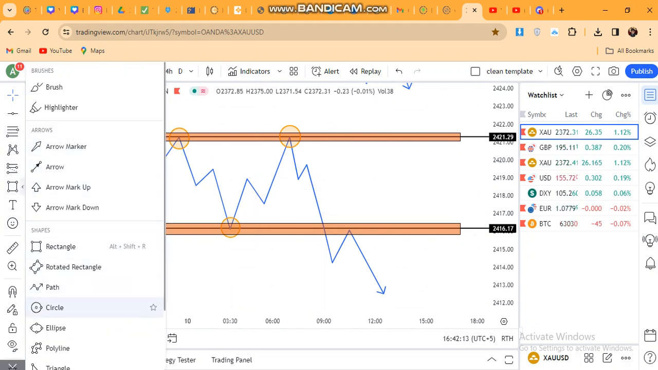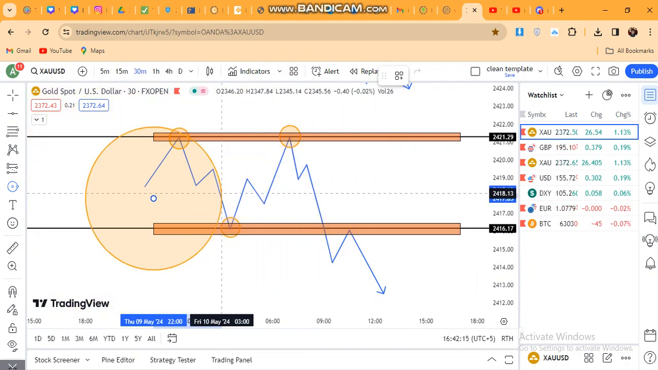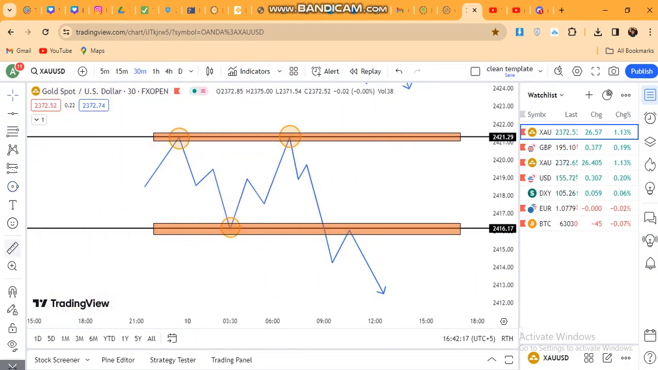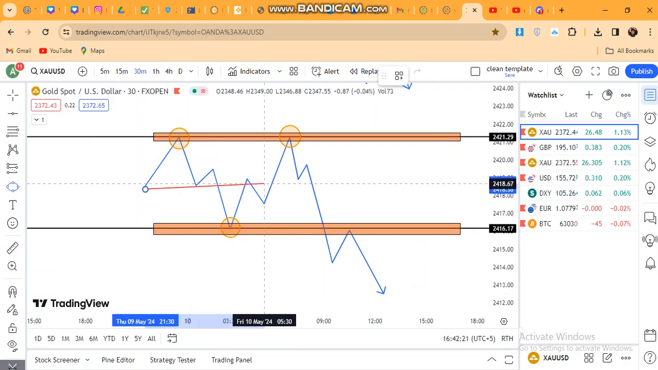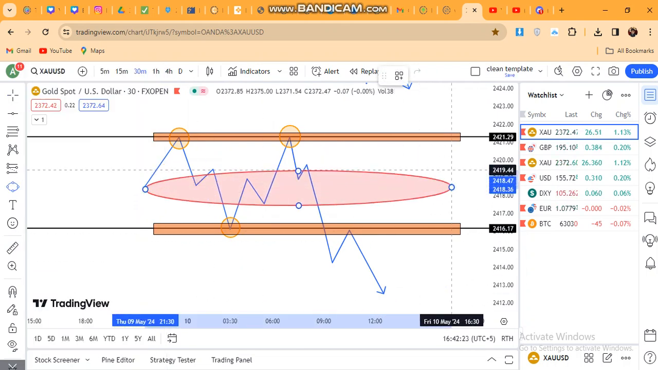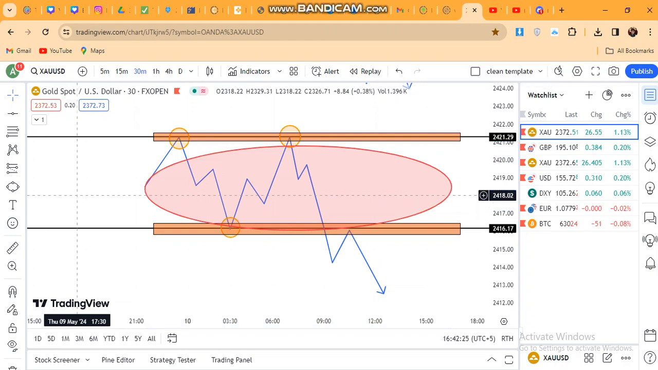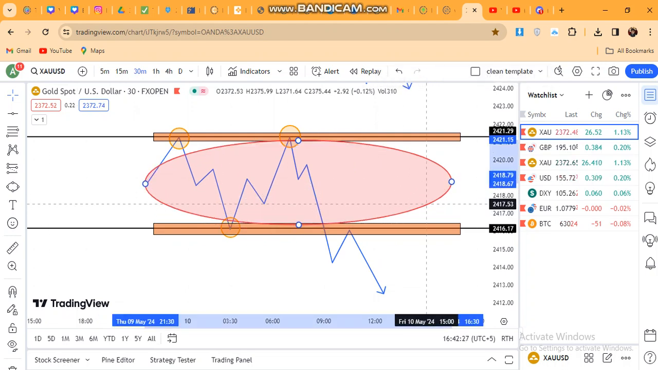That is our range, and at this area I don't take trades. This is the area where my strategy does not take trades.